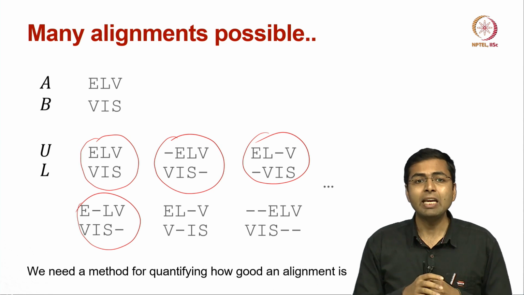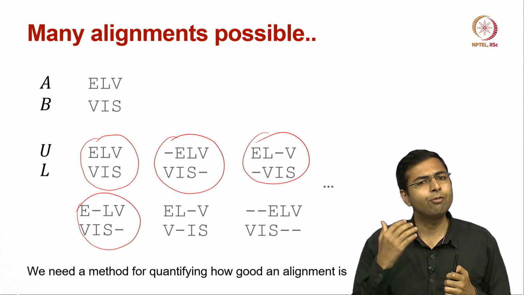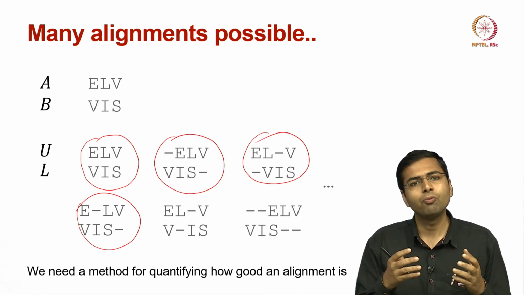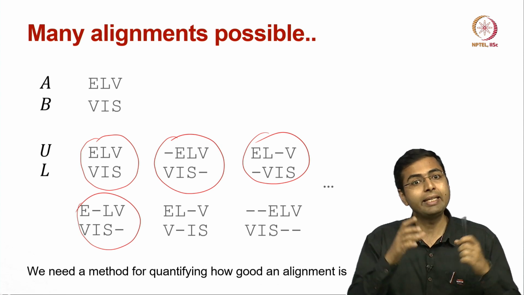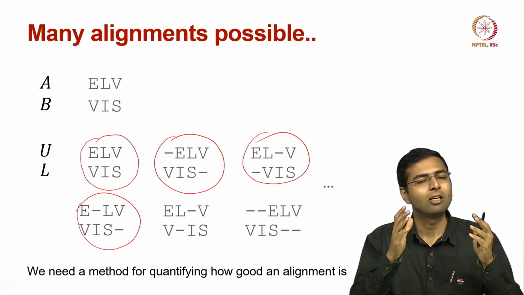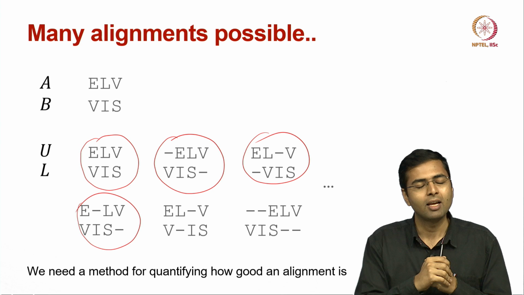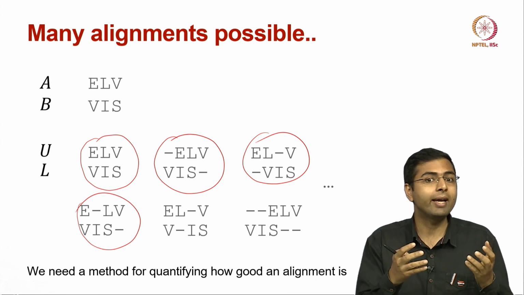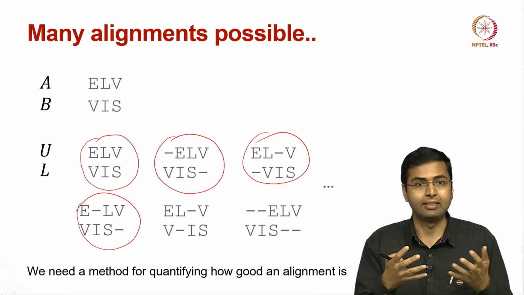Given these many possible ways, we need a method for quantifying how good an alignment is, because the reason for defining this alignment is that we are seeking approximate matches between two sequences, and for that we also need a way to quantify how good an alignment is.